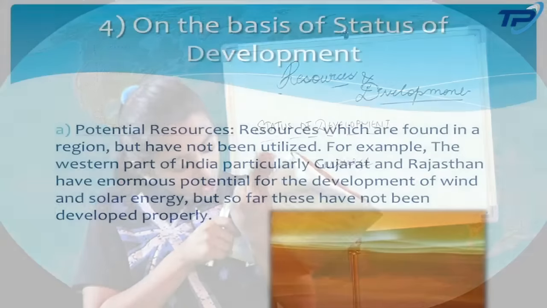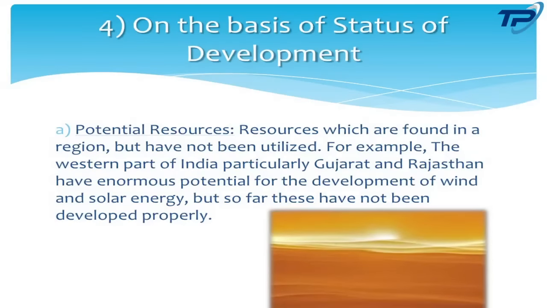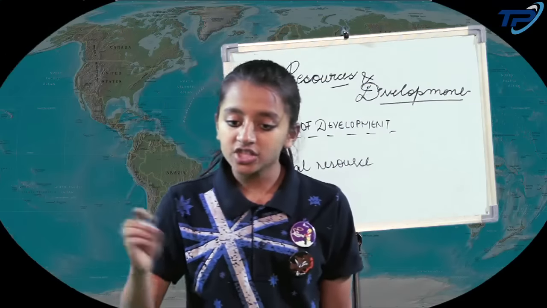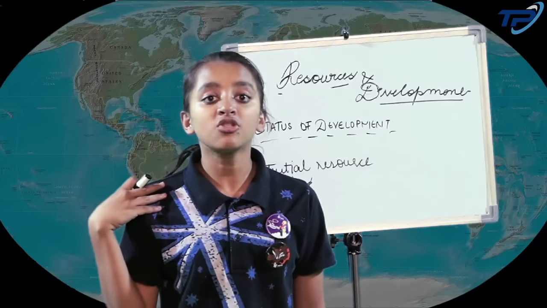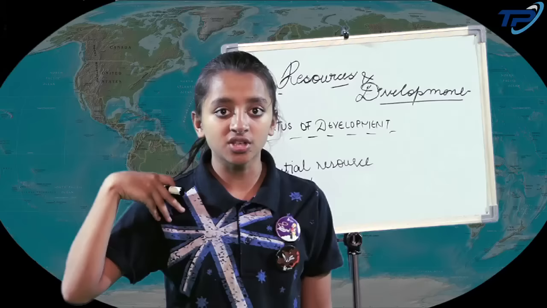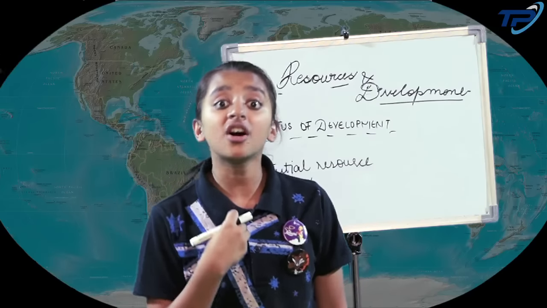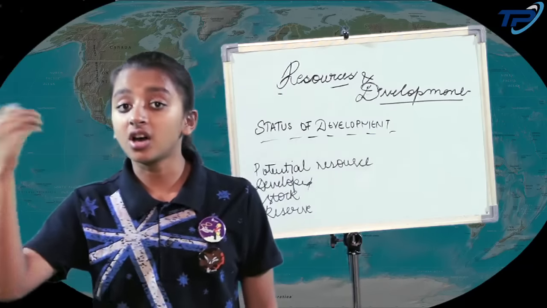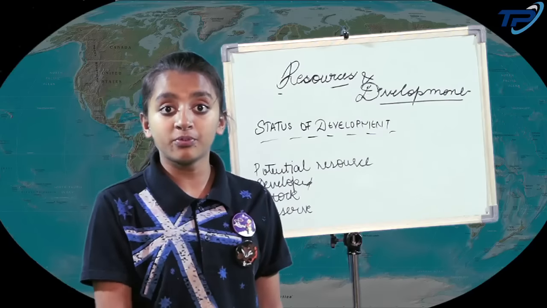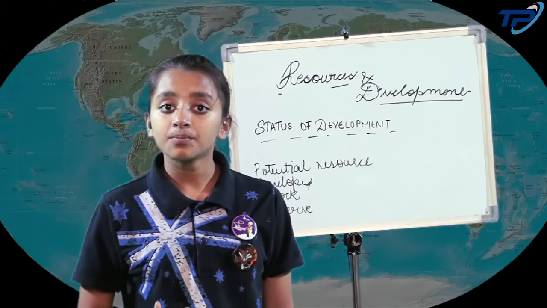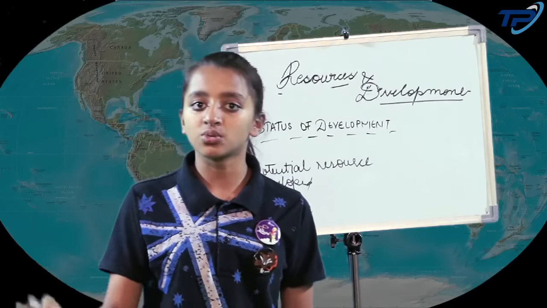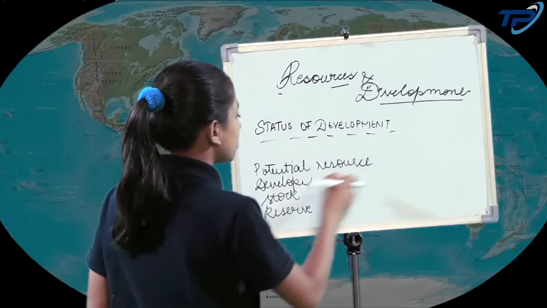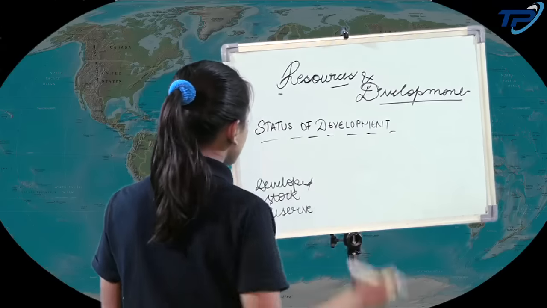So reading from the book, resources which are found in a region but have not been utilized. For example, we are a tropical country, so the wind and the solar energy can be derived from us. So resources are found in our region but have not been utilized. So the government has not set up those plants like the solar plants or the wind energy plants to utilize us. So resources which are found in a region but have not been utilized are known as potential resources. So I think that you have understood the potential resource.